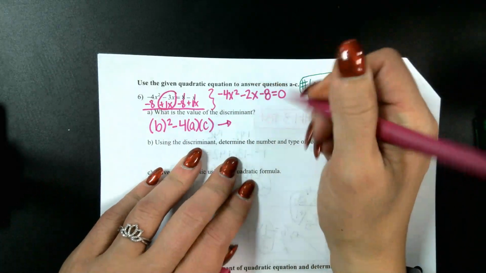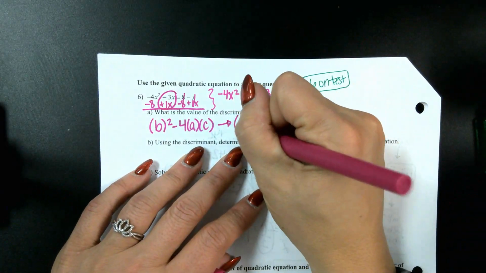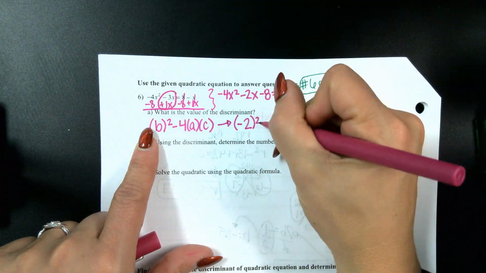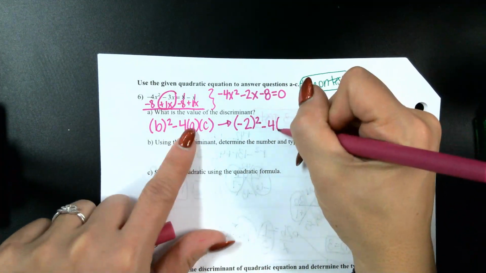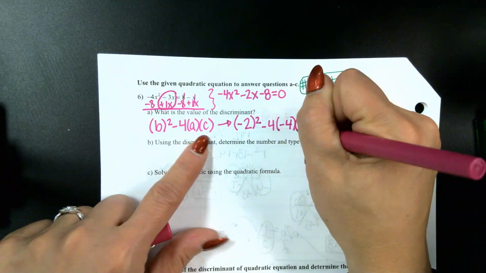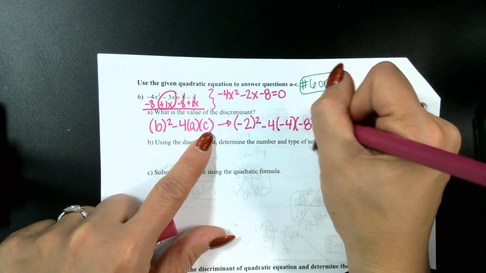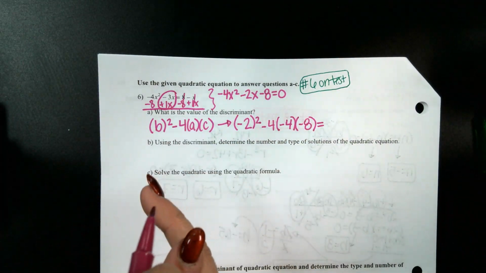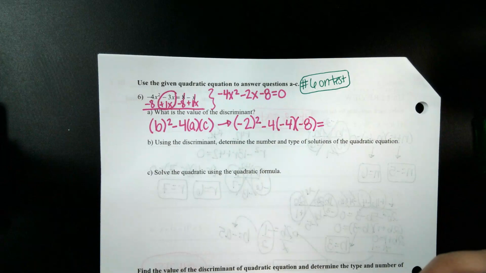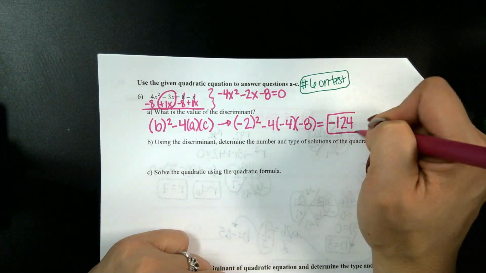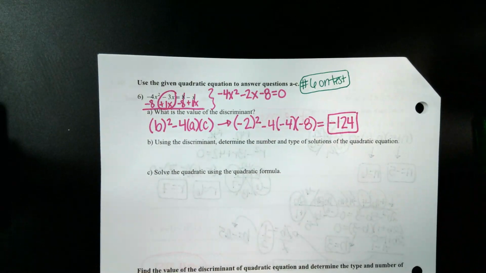So what is B? -2. No, B is -2 squared, and then -4. What's A? -4. And C, -8. And then you just type that whole thing into your calculator. And you end up with -124.